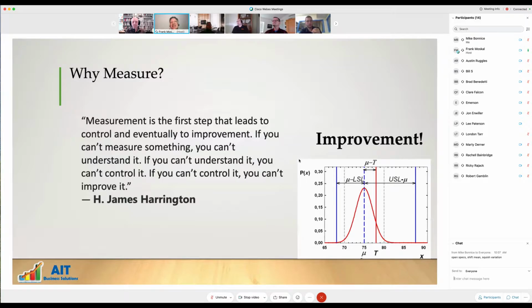I'll take that as well, but shifting. Yeah, shift it, or my Texas reference is the boot scoot boogie, right? I think we had our black belts singing that one day in Houston. But can I scoot that mean of the process back over to the target, which is in the middle there?